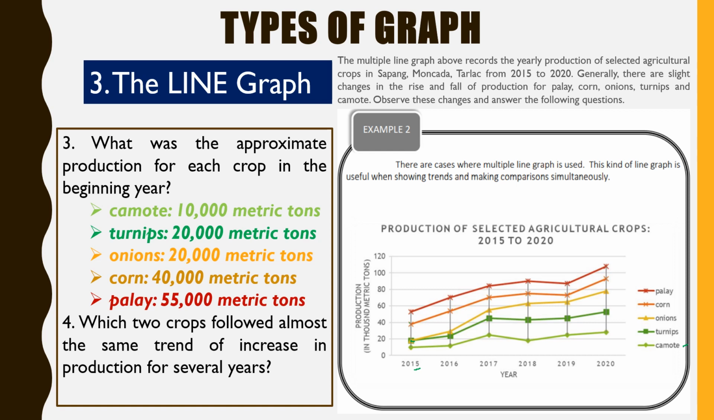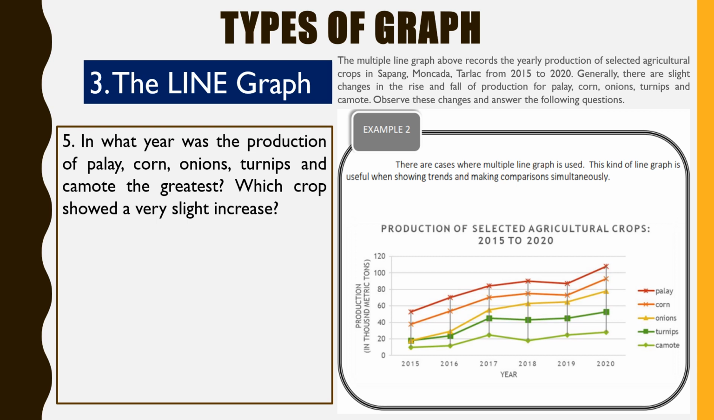Okay, for question number 4, which two crops followed almost the same trend of increase in production for several years? So we simply look at the graph and we can see that the red line and the dark orange brown follows the same pattern, and those two are represented by palay and corn. It means that the answer to question number 4 is palay and corn.